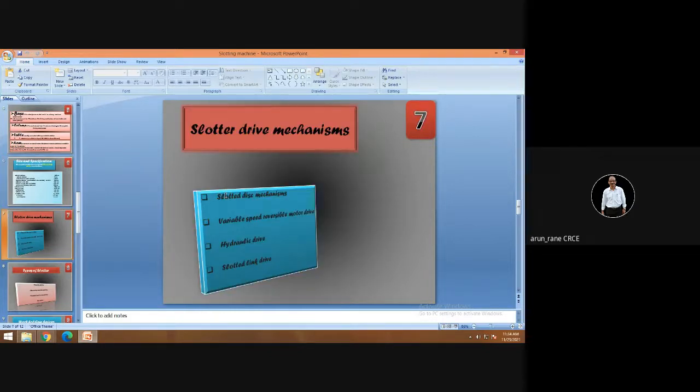So the mechanism remains the same. You have slotted link drive, you have hydraulic drive, then you have slotted disc mechanism, and you have variable speed reversible motor drive. Variable speed reversible motor drive is not that common.